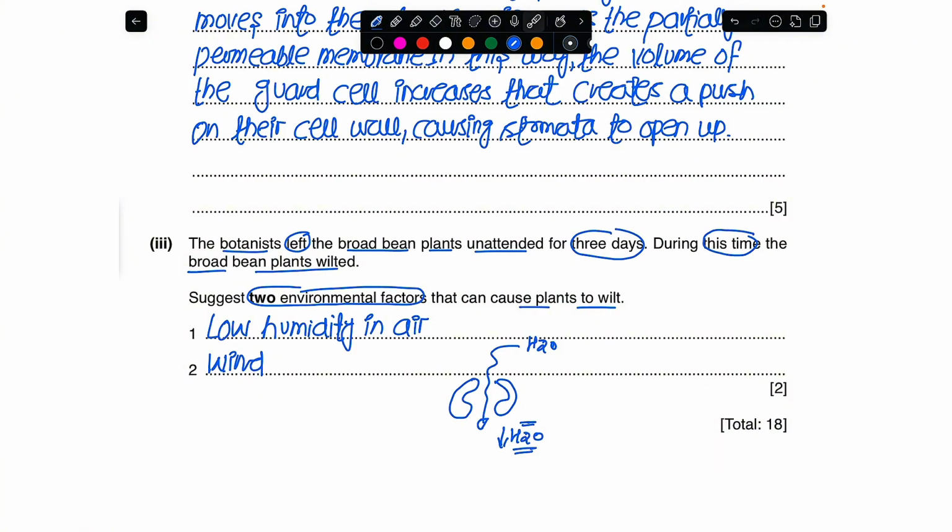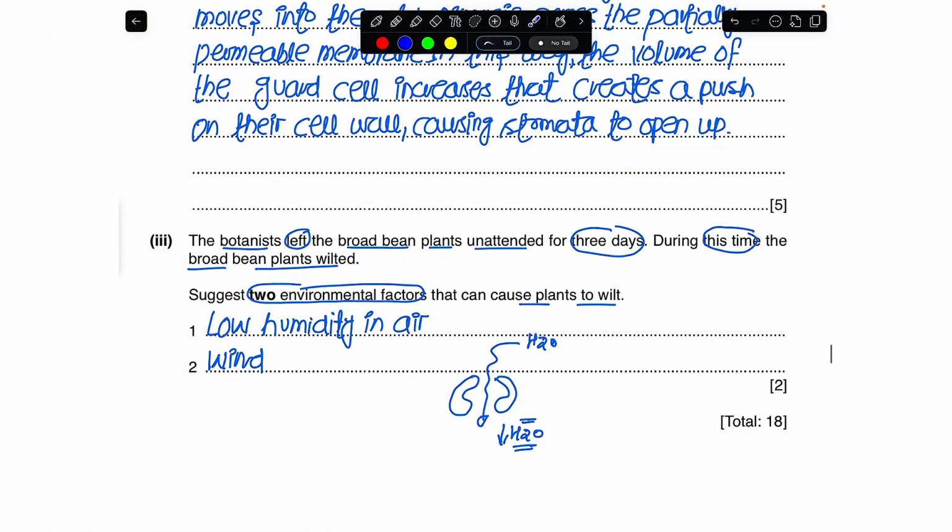Since it was with context to the external environment, I have said it in terms of the wind and the low humidity in the air. You could also say the temperature as well, because in the external environment, when the temperature is higher, any of the water that is escaping by transpiration or by diffusion would have a greater kinetic energy, so it would move fast, and again the plant would wilt.